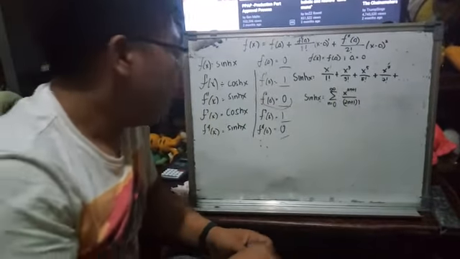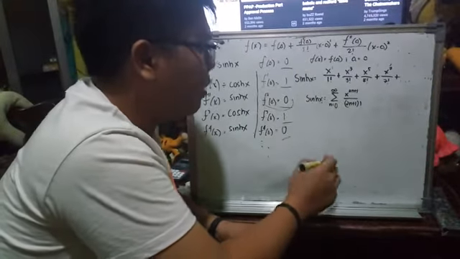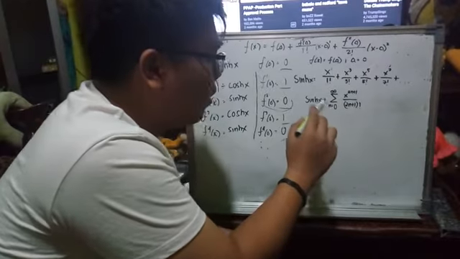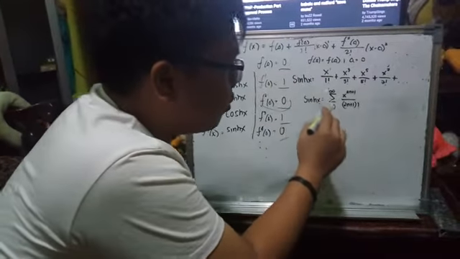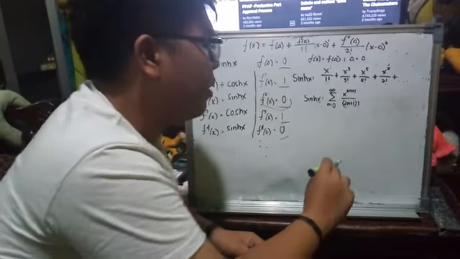So you can assume that the power series of the hyperbolic sine x is equal to the summation n equals 0 to infinity x raised to 2n plus 1 over 2n plus 1 factorial.